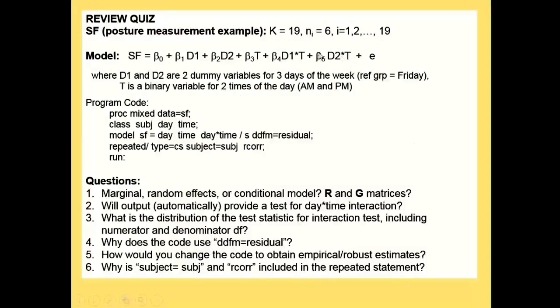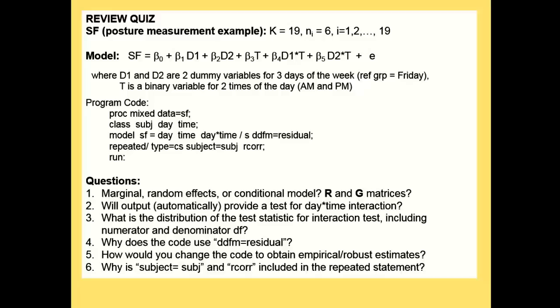This is going to be clearer if I can find it. Here's a model. Okay. This is a shoulder flexion model, okay? You notice that the model has got 2 dummy variables for day, a dummy variable for time, and 2 product terms. And then it's got a program code, and it's got some questions. See if you can answer these questions. First question is, here's the program code. Is this a marginal, random effects, or conditional model? That's the first question. This is easy. It's confusing, but this is marginal.